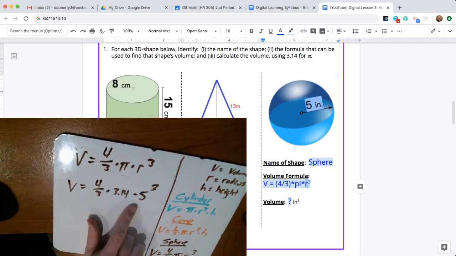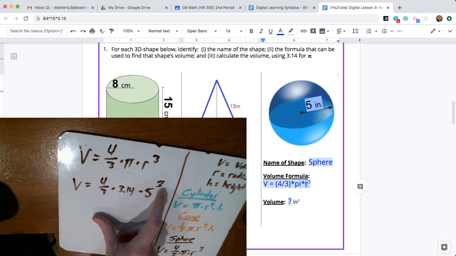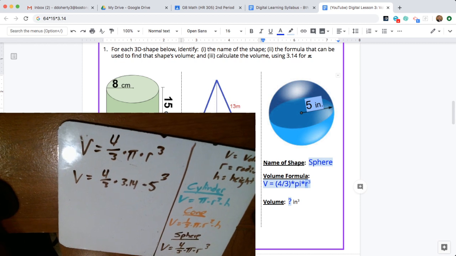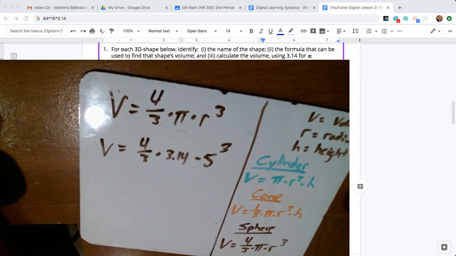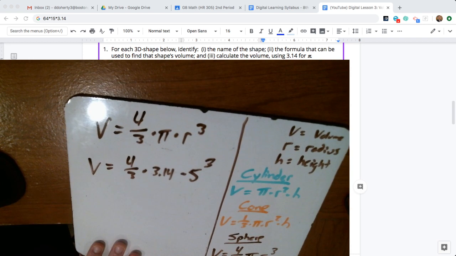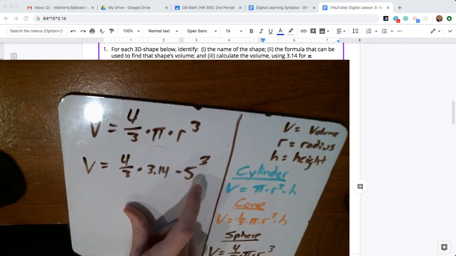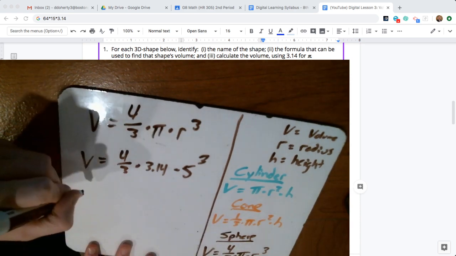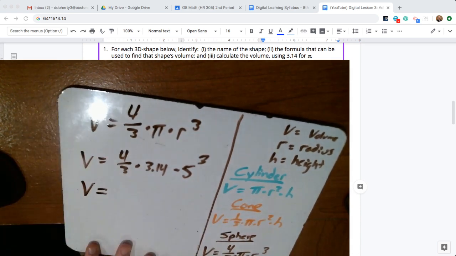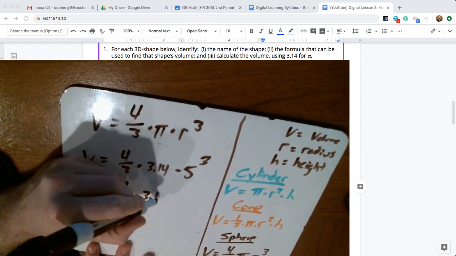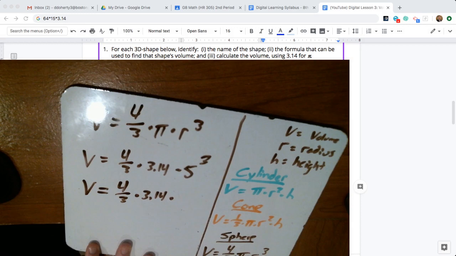The radius is 5, so 5 is going to get cubed, or raised to the 3rd power. I'm going to make the whiteboard a little bit bigger to make this easier to see as we work out the volume of that sphere. The first thing I would do is evaluate the exponent, following order of operations. 5 to the 3rd power, or 5 times 5 times 5, is 125. So I get 4/3 multiplied by pi, which we're using 3.14 for here, multiplied by 125.